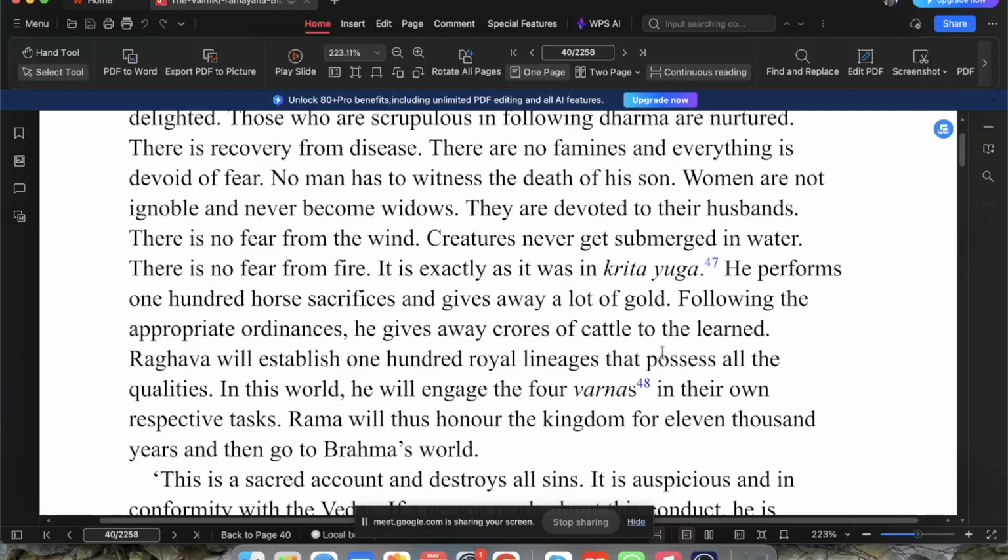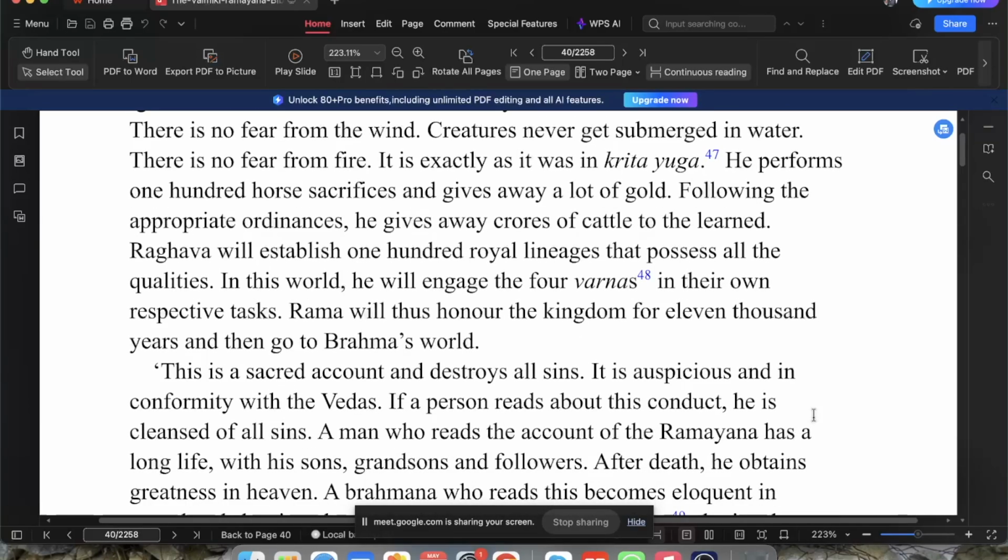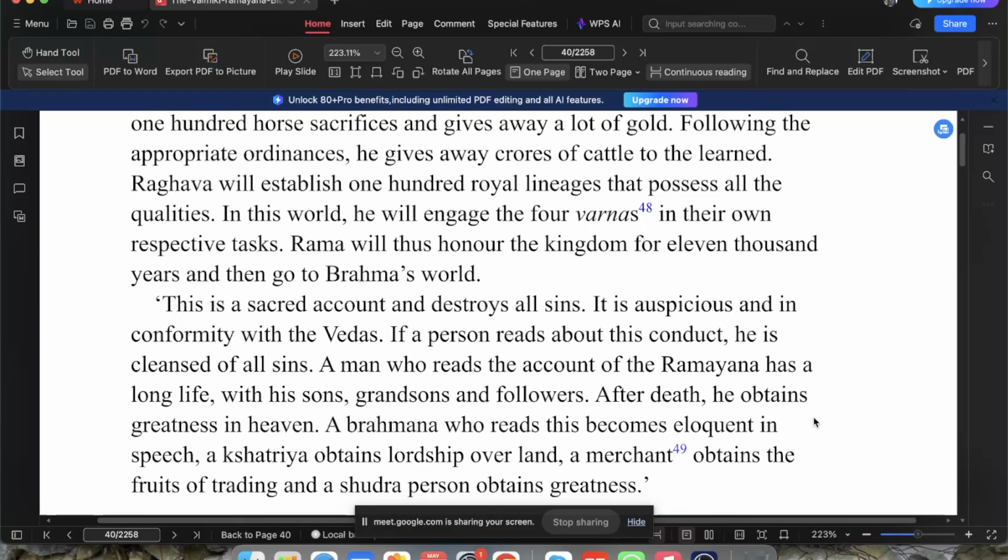In this world, he will engage the four varnas in their own respective tasks. Rama will thus honor the kingdom for 11,000 years and then go to Brahma's world. So he lived for 11,000 years. This is a sacred account and destroys all sins. It is auspicious and in conformity with the Vedas.